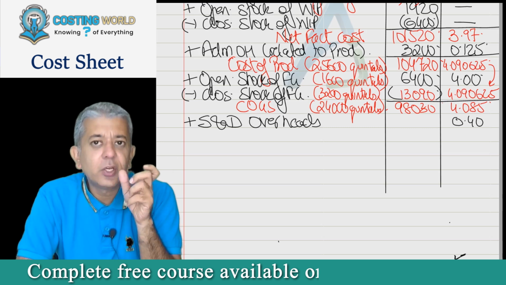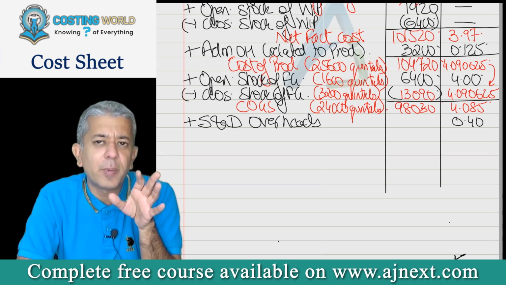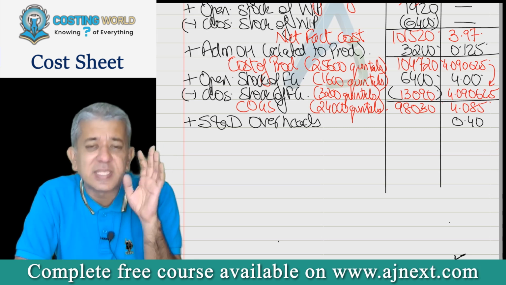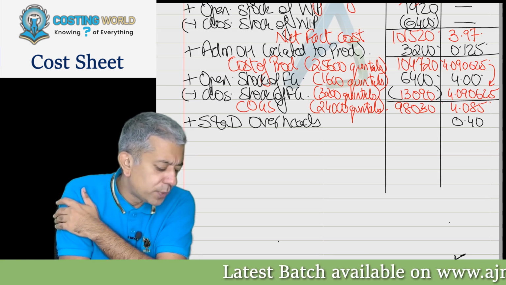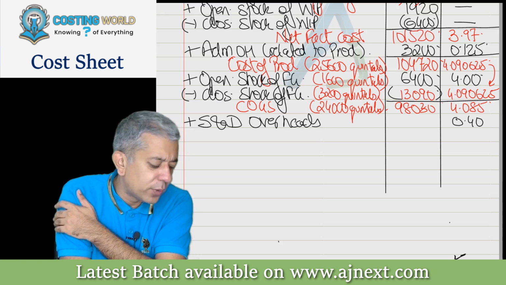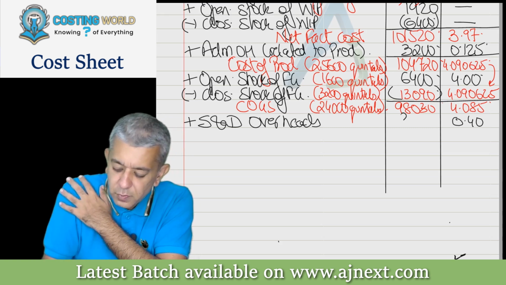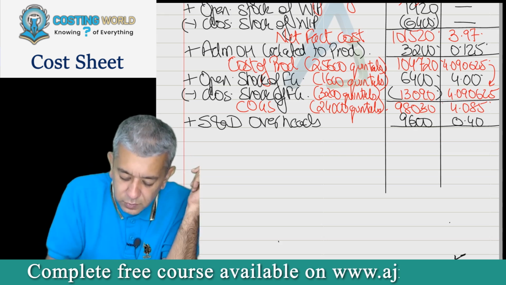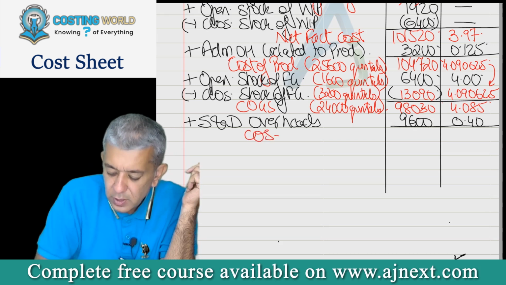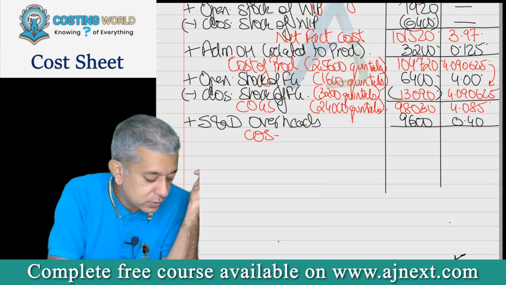Now tell me one thing, to get the total figure, you should multiply by quantity produced or quantity sold. This is S&D, boss. Quantity sold. So pick up your calci, 0.4 into 24,000, 9,600. This will be cost of sales.